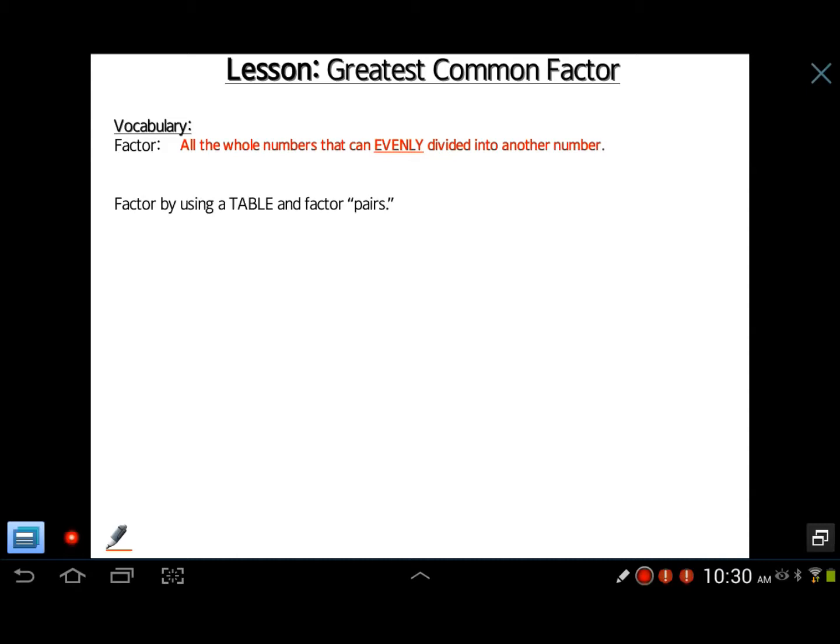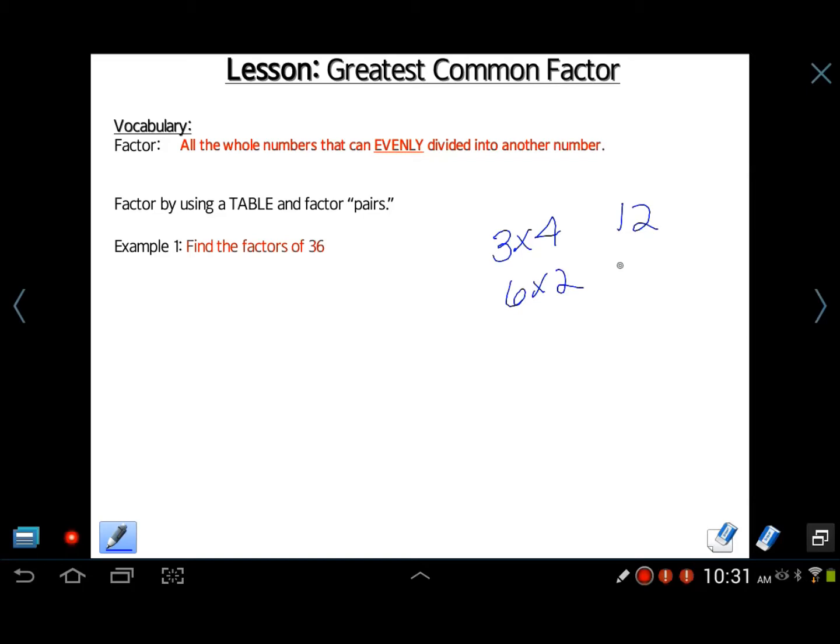One way that I like to factor is using factor pairs. Factor pairs are basically multiplication problems that make that number. So what I mean by factor pairs is that 3 and 4 is a factor pair of 12. 6 and 2 is a factor pair of 12 because those numbers multiply and make that number. 3 and 5 are a factor pair of 15. 2 and 1 is a factor pair of 2. So it can be a number in itself too.